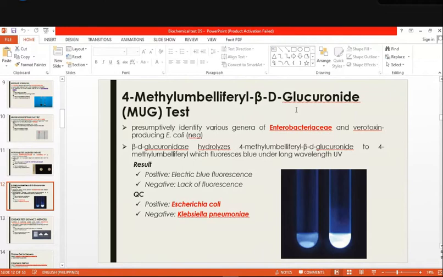Game, why Escherichia coli, EHEC? It produces the enzyme beta-D-glucuronidase, which hydrolyzes beta-D-glucopyranoside. See, I told you, I also stumble on these. So, methyl umbelliferyl. Okay. Who produces beta-D-glucuronidase?